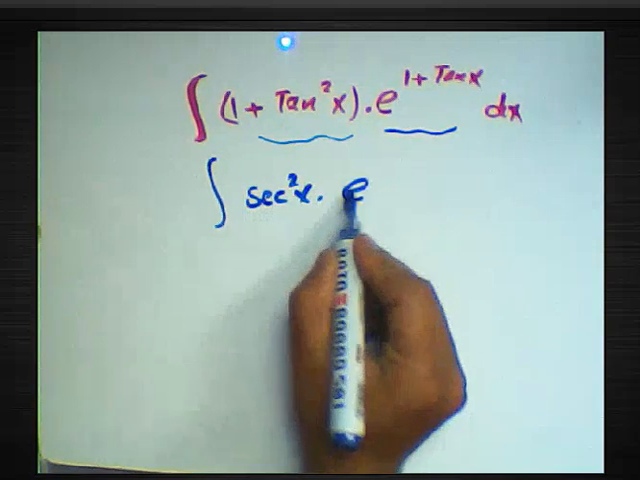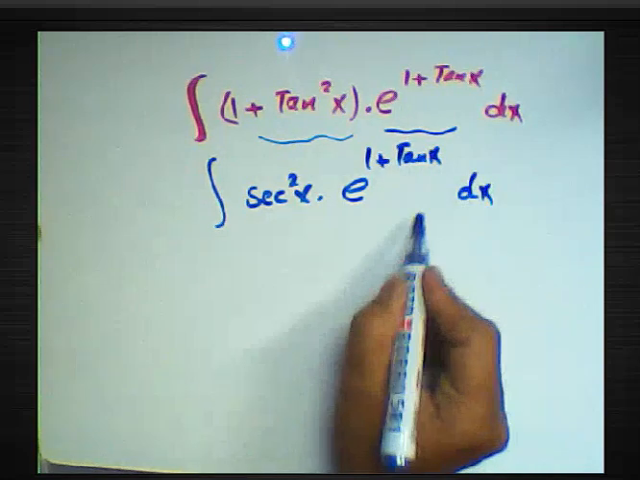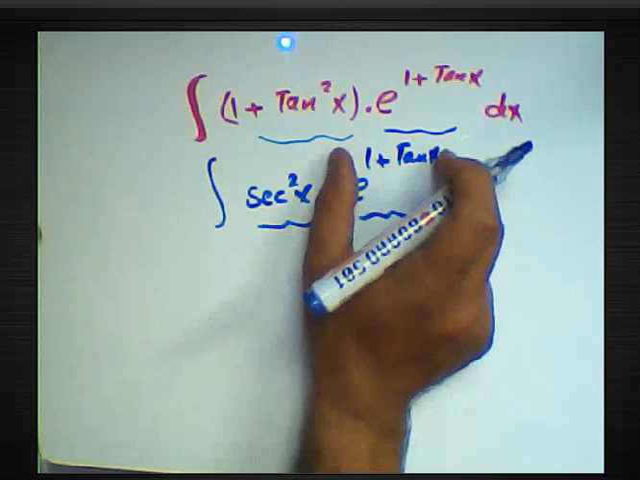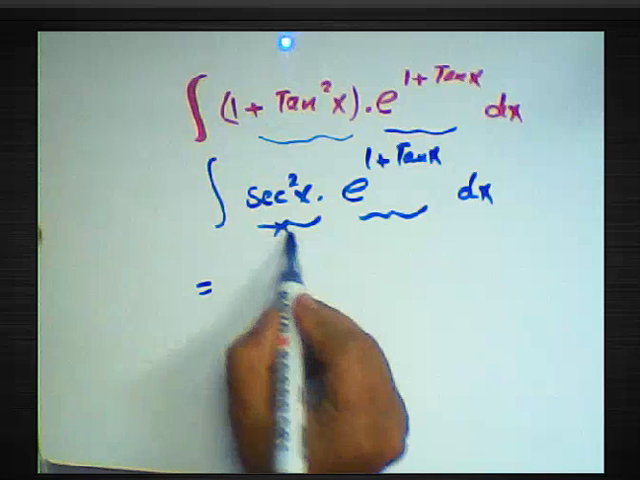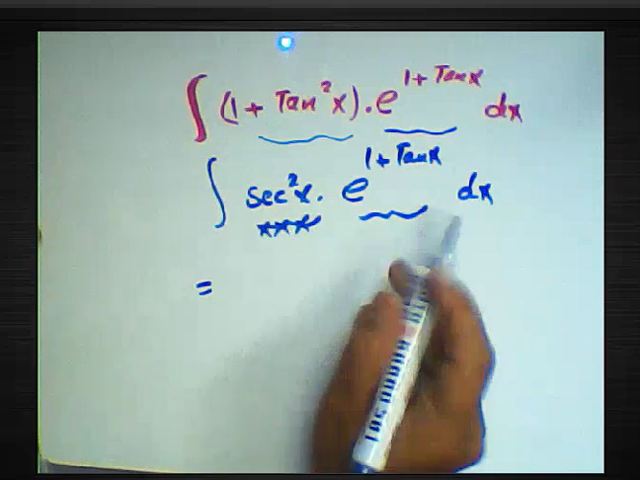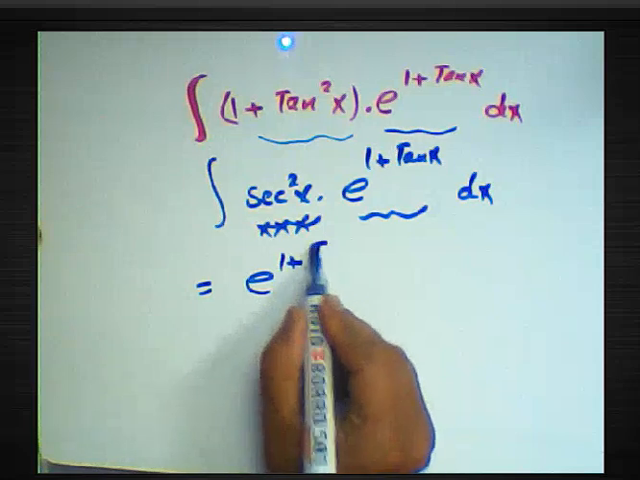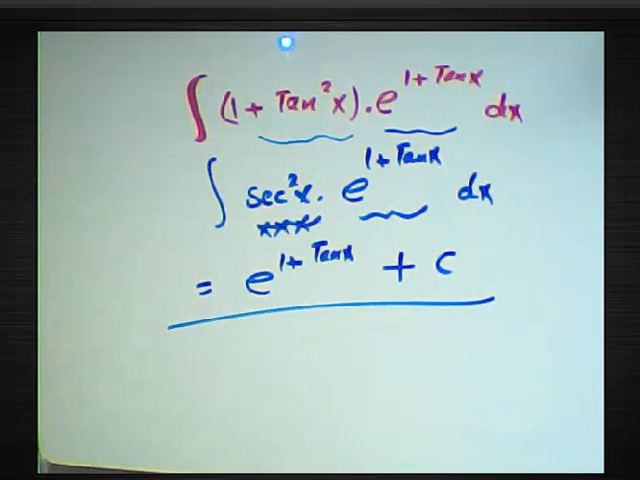Okay, multiplication by e^(plus tan x) dx. This function, the derivative of the function behind it, the derivative of tan x will be sec²x. So we can cancel the derivative here and write the function here. So the result will be e^(1 plus tan x) plus constant. This is the result of this example.